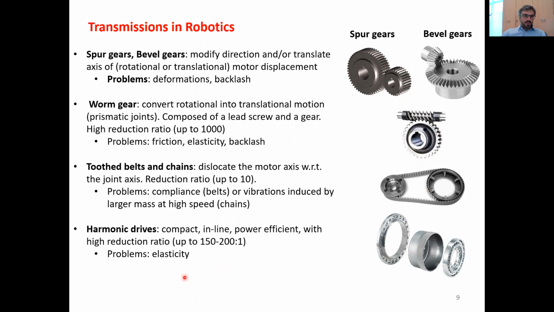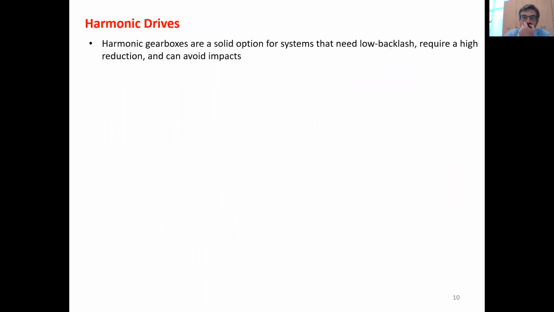The most famous transmission that is used in robotics is the harmonic drive. It's been widely used in the past. It has a very high gear ratio, up to 200, from 100 to 200. The main problem is related to elasticity, because there is a flexible element. We will see here the principle of operation of a harmonic drive.